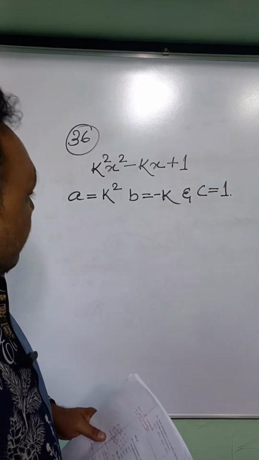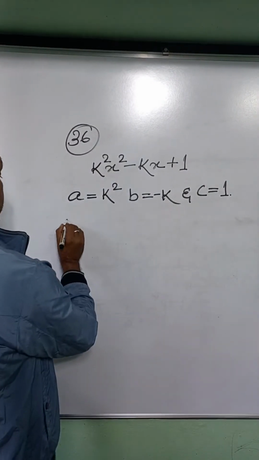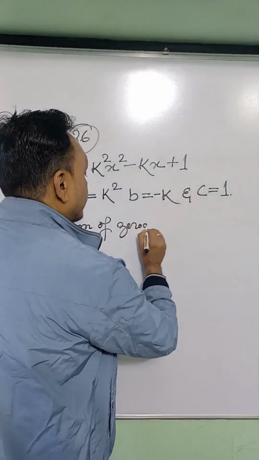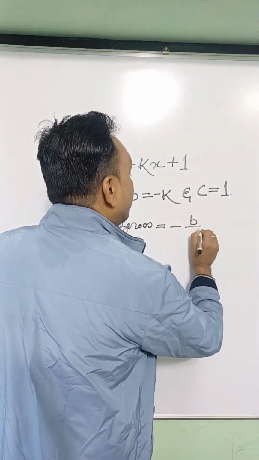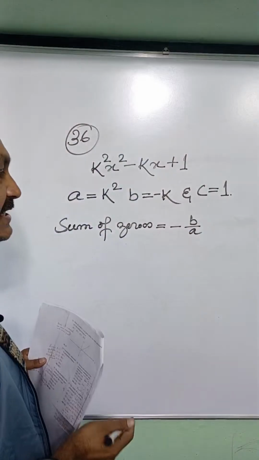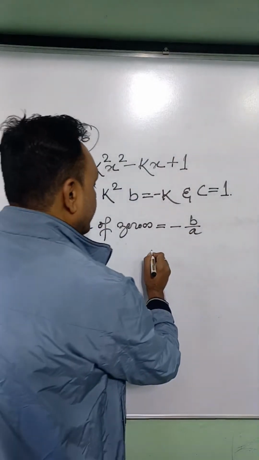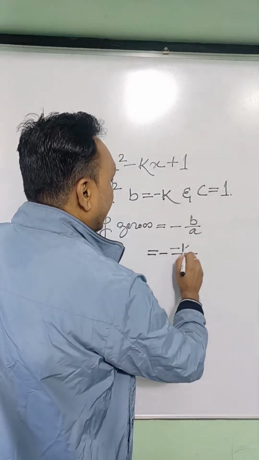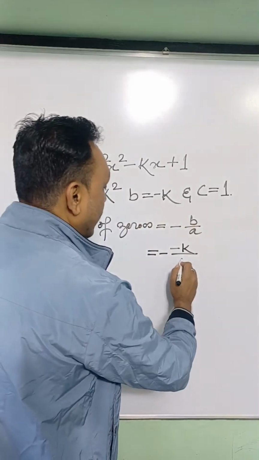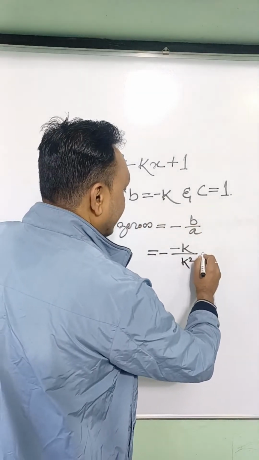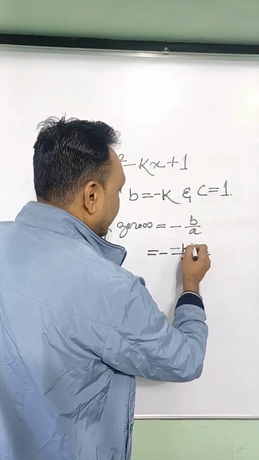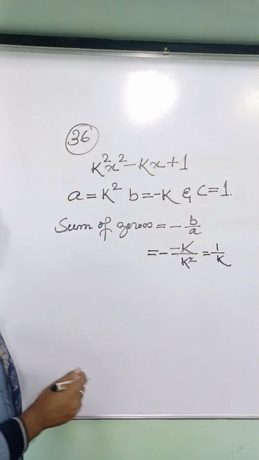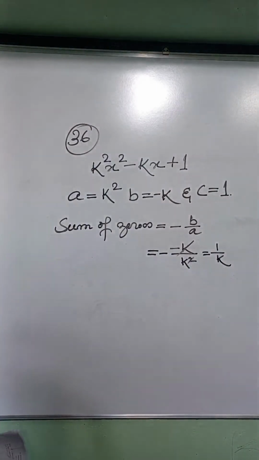All right, so sum of zeros. What is the formula? Sum of zeros is minus b by a. Minus b, what is the value of b? b is minus k, and the value of a is k square. So minus minus becomes plus, the k cancels, and we get 1 by k. The sum of the zeros is 1 by k.